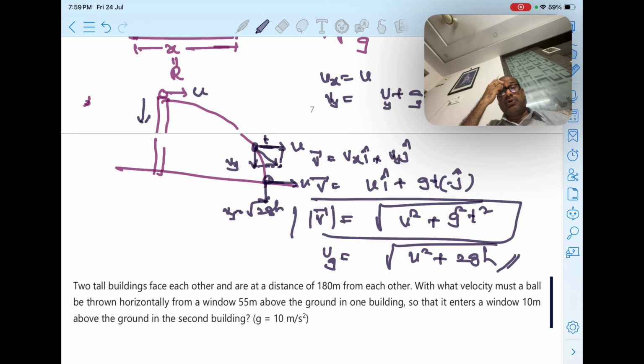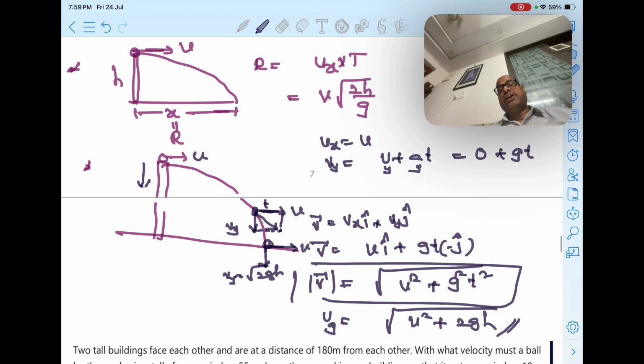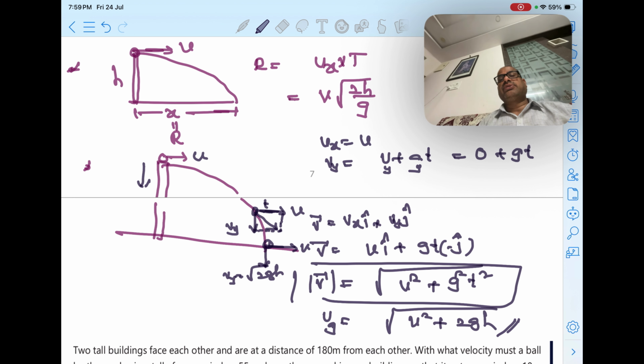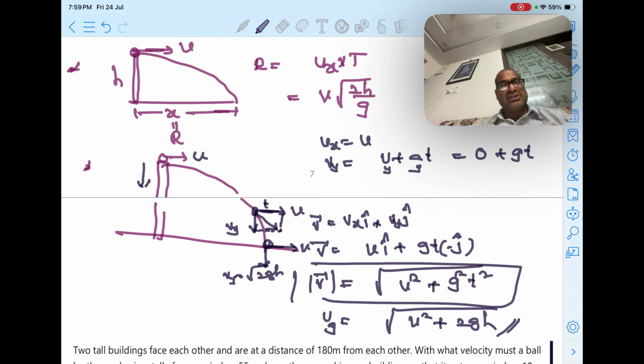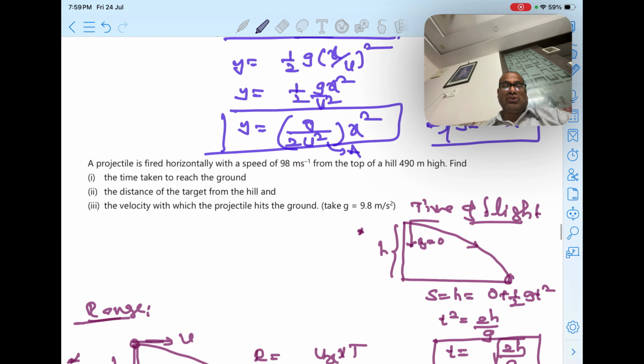So remember these points here. The trajectory equation is a parabola, the time taken is root 2h by g, the range is u into root 2h by g, and the velocity after any time. As usual, the concept we applied for horizontal projection remains the same. These are the basic things you have to remember. Now we'll talk in terms of numericals.